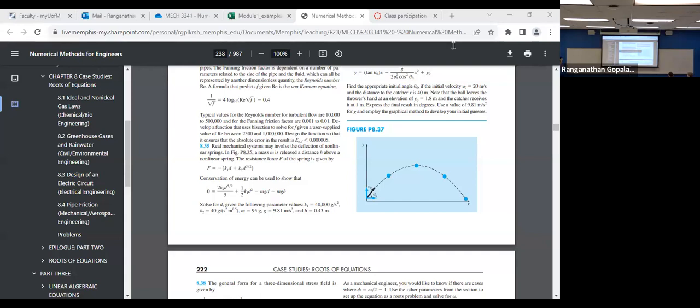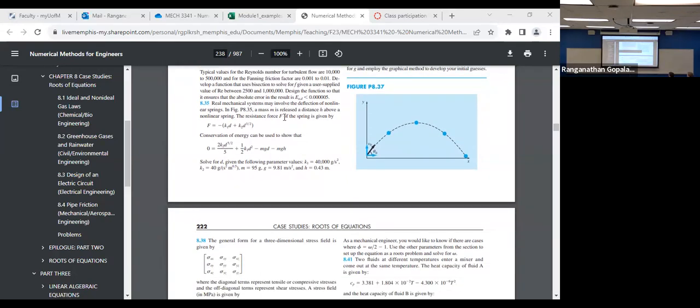All right. So real mechanical systems may involve the deflection of nonlinear springs. In figure 8.35, a mass m is released a distance h above a nonlinear spring. The resistance force is given by. So if you just had F equals K1 times D, what does it make? That's a linear spring that follows Hooke's law. What we have is a nonlinear spring that also has dependence on D to the 3/2. And conservation of energy can be used to show that the relationship between D and H follows this equation.